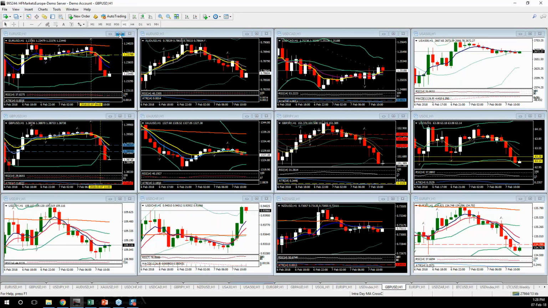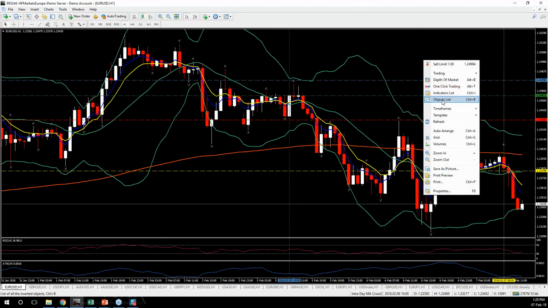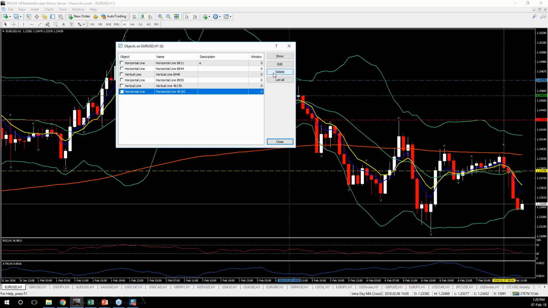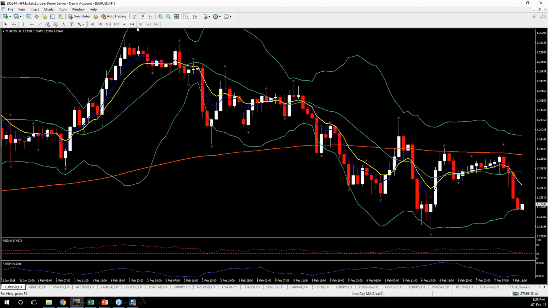Right, let's just see what we can find here. Okay, so we've got some 1-hour charts here. These are the main currency crosses. Some lines on here from earlier, but let's take all these lines off and just clean things up. Object list. So let's just clean all these off for you. Delete. Close. Right. So let's start at this time frame. So what can we see here? So this is the 1-hour chart, euro dollar.